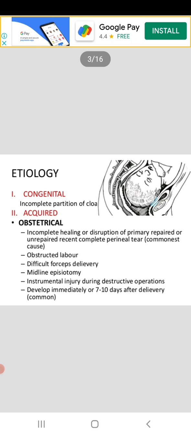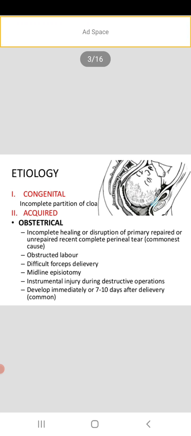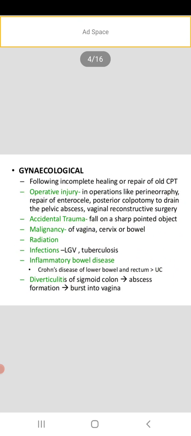Then it develops immediately or 7 to 10 days after delivery. In gynecological causes: following incomplete healing or repair of an old CPT, that is, complete perineal tear. Then operative injury, in operations like perineorrhaphy, repair of enterocele, posterior colpotomy to drain a pelvic abscess, and vaginal reconstructive surgery.